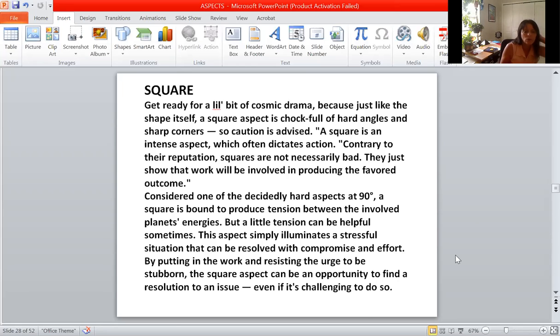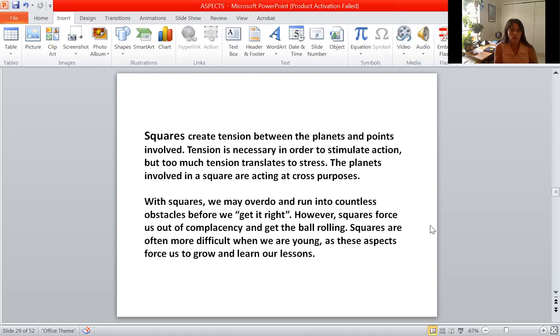By putting in the work and resisting the urge to be stubborn, the square aspect can be an opportunity to find a resolution to an issue, even if it's challenging to do so. Squares create tension between the planets and points involved. Tension is necessary in order to grow, to stimulate action. But too much tension translates as stress. So the planets involved in a square are acting at cross purposes. With squares, we may overdo and run into countless obstacles before we get it right. However, squares force us out of complacency and get the ball rolling. Squares are often more difficult when we're young, as these aspects force us to grow and learn our lessons.